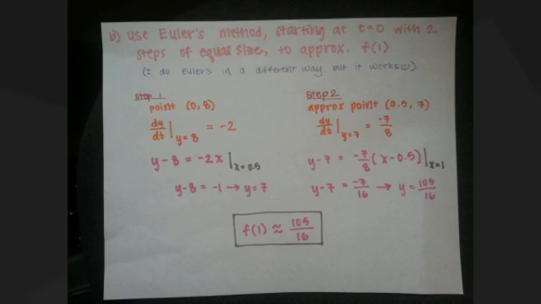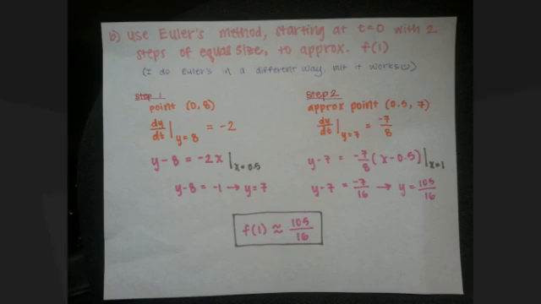Alrighty, for part B, it asks us to use Euler's method, starting at t equals 0 with two steps of equal size, approximating f of 1. I do Euler's in a slightly different way than how they show you on the actual FRQ key. However, it definitely works, and when I did this problem as practice, I got the right answer. So I'm just going to show you my way, but you can definitely check the key online.